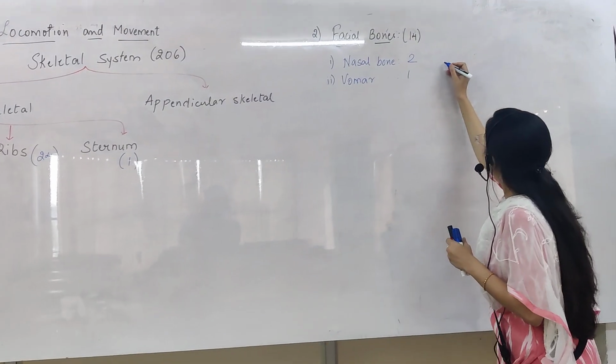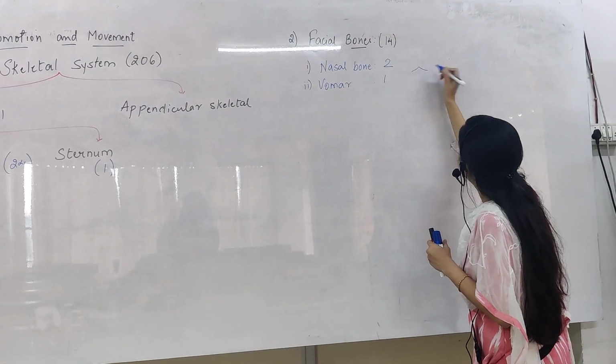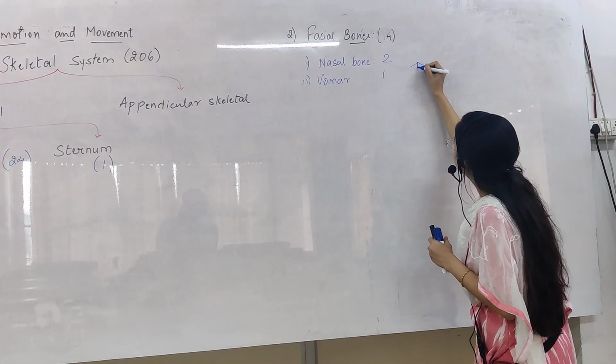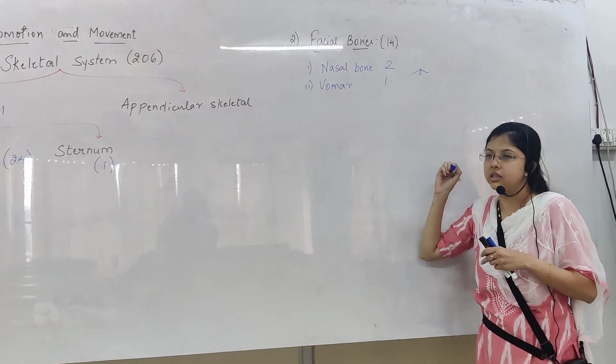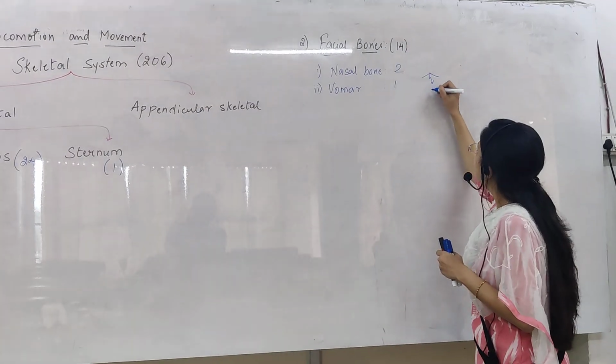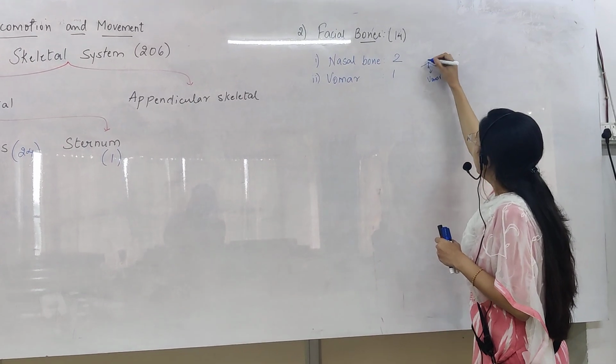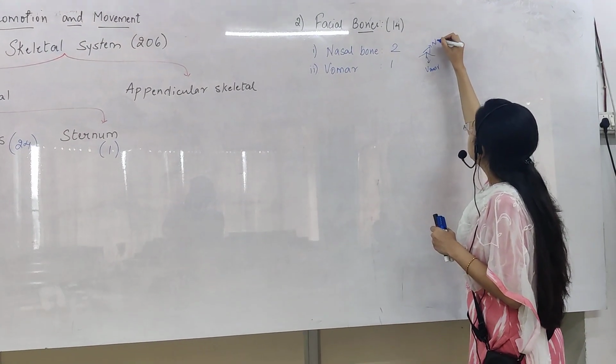So what we see is the arrangement. If these 2 are the nasal bones, then the vomer bone is going to be present in between like this. So this bone is the vomer bone and these 2 are the nasal bones.